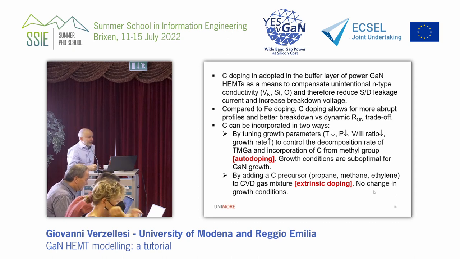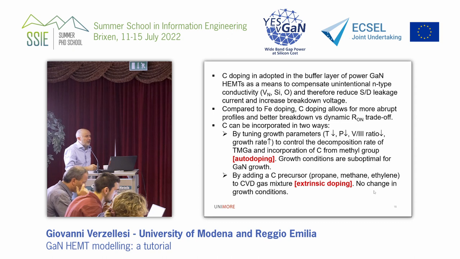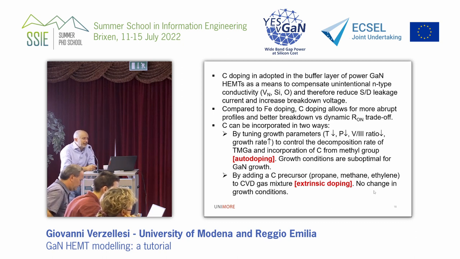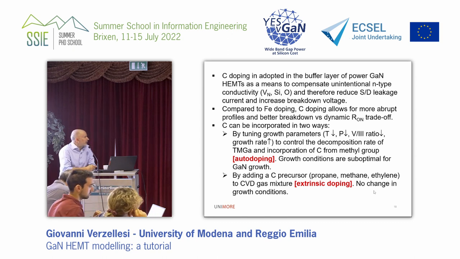C-doping is, of course, as Clemens already said, adopted in the buffer layer of power GaN HEMTs in order to compensate an unintentional n-type conductivity and therefore reduce source-drain leakage current and increase the breakdown voltage. Compared to iron doping, carbon doping allows for more abrupt profiles and a better breakdown versus dynamic on-resistance trade-off. Carbon can be incorporated in two ways, by auto-doping and extrinsic doping.